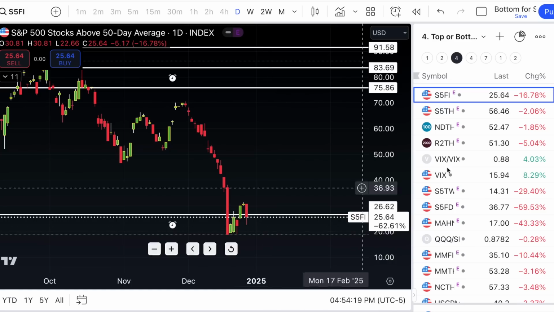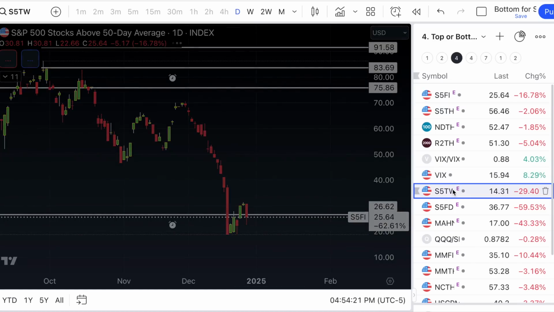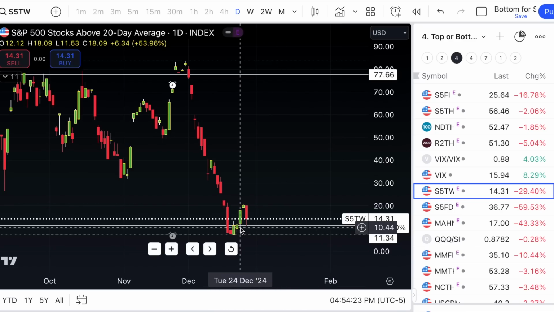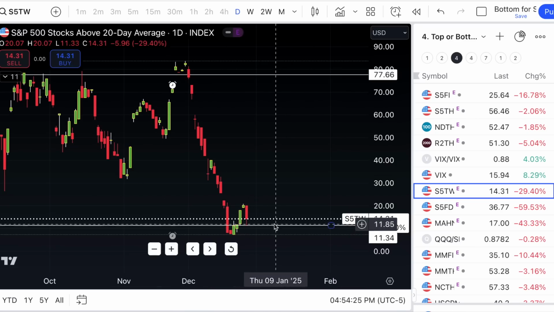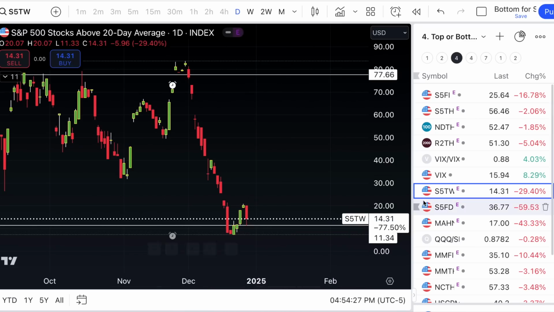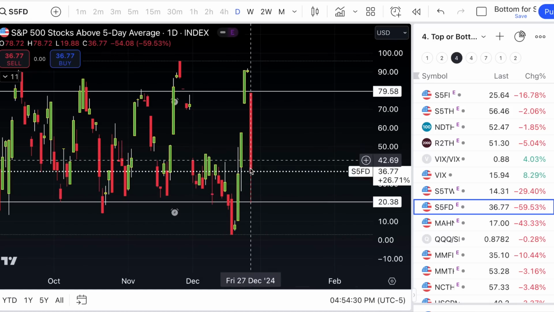But the breadth does suck. I mean, let's be honest with you. This is stocks above their 50-day moving average, sitting below 25%. But here's the thing for the shorter term: stocks above their 20-day moving average, sitting at 14% on the S&P.